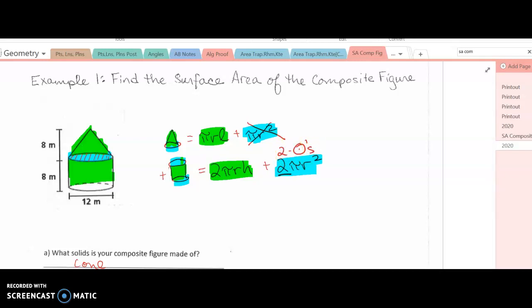The bottom would absolutely be exposed to air. It would be dipped in paint and have paint on it if we pulled it out of paint. But the top of the cylinder would not. And so we are only going to have one circle, not two. So we're only going to have 1 pi r squared to account for the circle on the bottom, but the circle on the top is on the inside of the shape, so we don't need it.